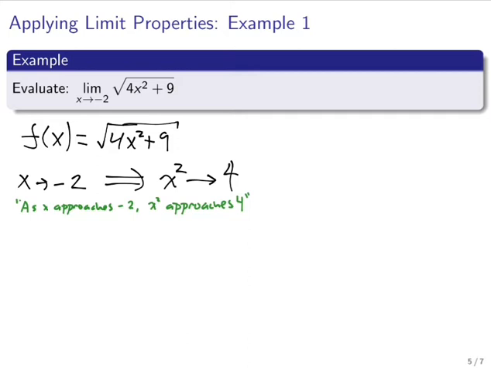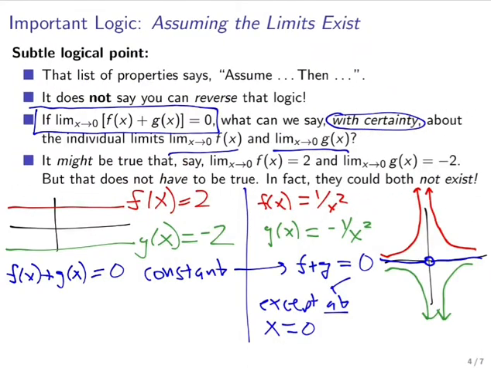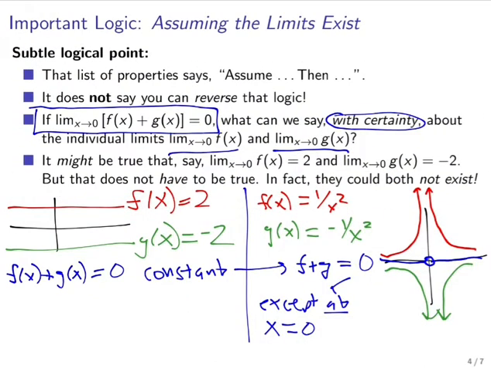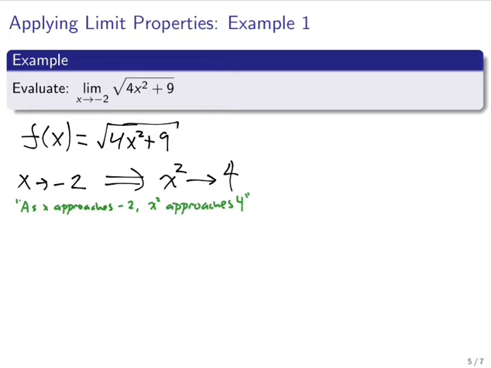And what I'm using there is property number 6 down there. It says if I have a function f that's approaching a limit L and I raise that function to some exponent n, in my example n is 2, I'm squaring the function x, then the corresponding limit will be the limit L to that power n. And I say for any n that makes L to the n make sense, and by that I mean make sure we're not taking the square root of a negative or dividing by 0 or anything invalid like that. And here in this case we aren't doing that. We have -2 squared, that exists, that's 4, and so that's why this makes sense.